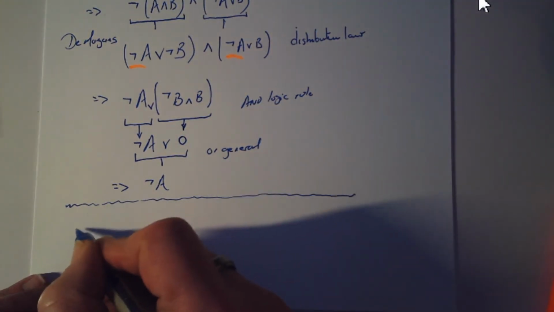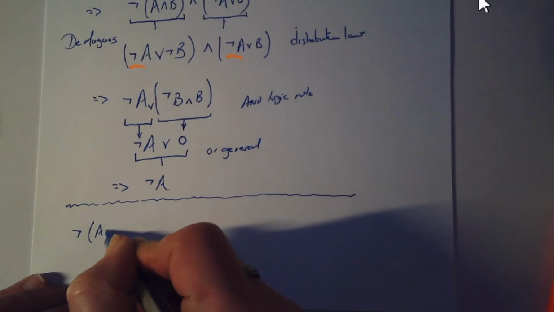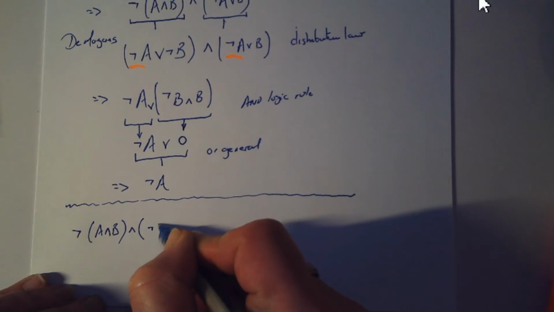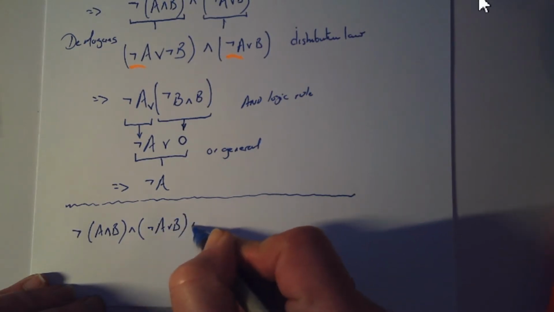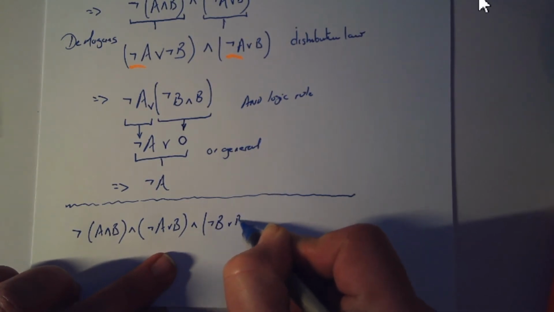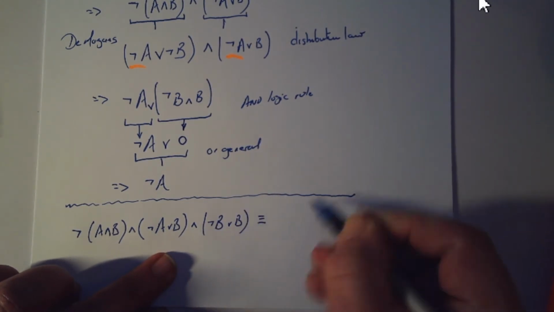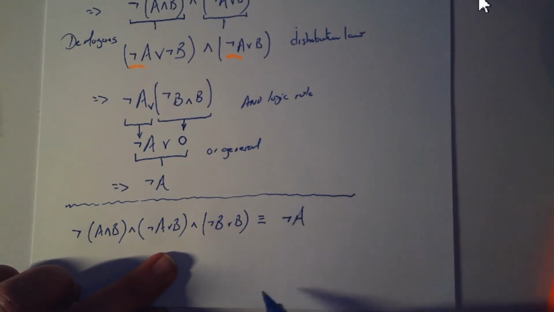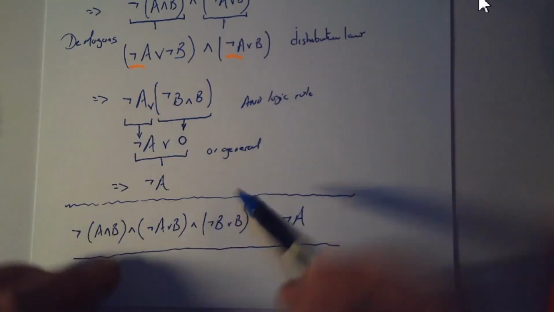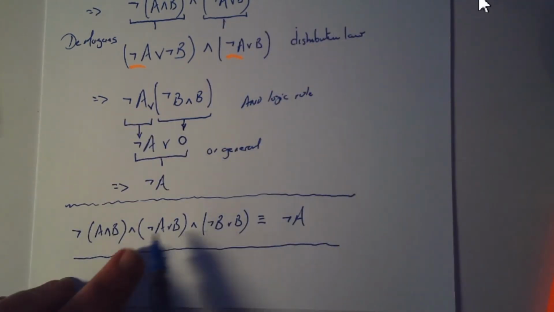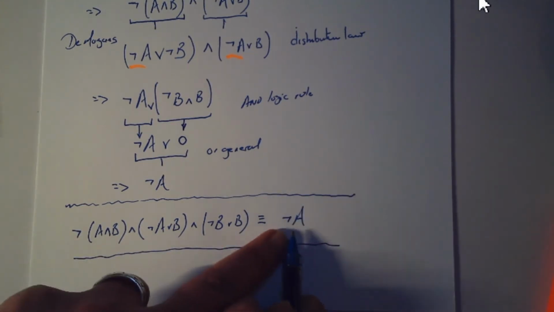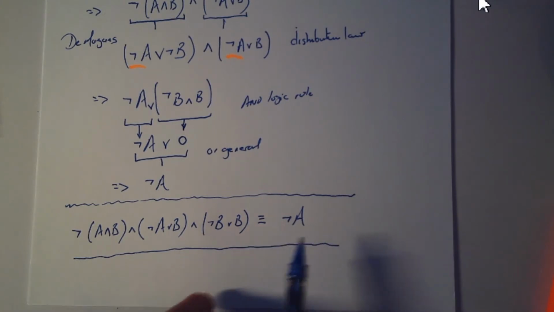So we started off with negative a and b, ANDed with negative a or b, ANDed with, this is our start expression, negative b or b. We can say that that is logically equivalent to just negative a. So that would be our final answer that we will pop down. This is our working out essentially. This is our final answer, is to put our start expression and then pop in there our equivalence sign and just to put down our final answer on the end there.